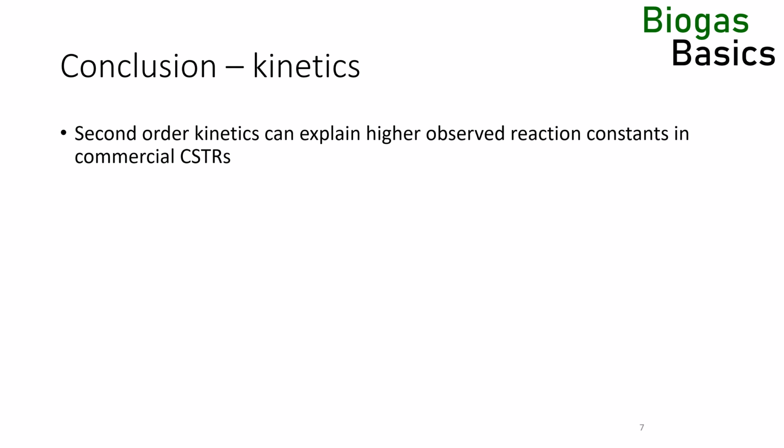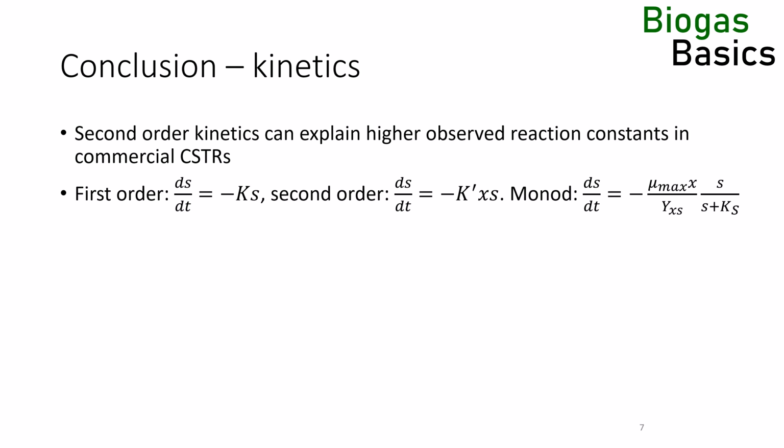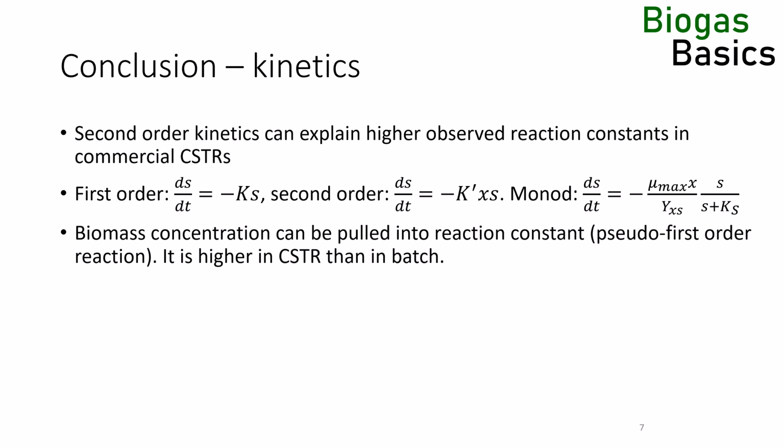The substrate consumption rate is minus Ks for a first-order reaction, minus K prime x s for a second-order reaction, and minus mu max x over Y_xs times s over s plus Ks for a monokinetic. The biomass concentration x is roughly constant throughout a batch experiment and can be pulled into the reaction constant. This creates a pseudo-first-order reaction where the first-order reaction constant is a constant at least in the short term and within one batch experiment, but it will vary if the biomass concentration is changed.